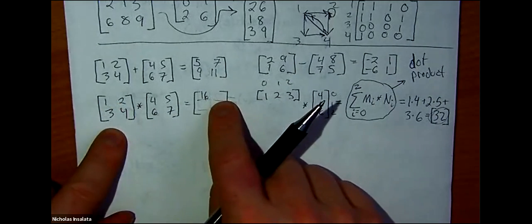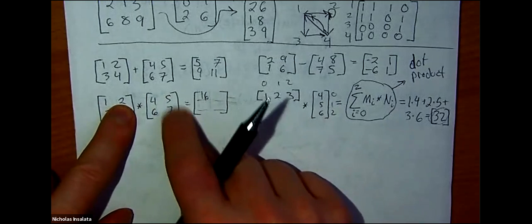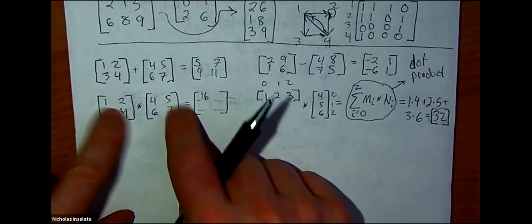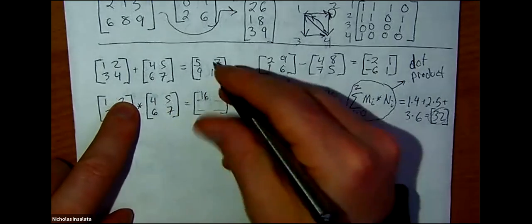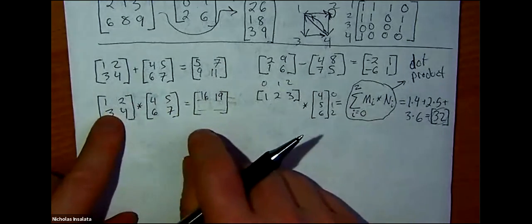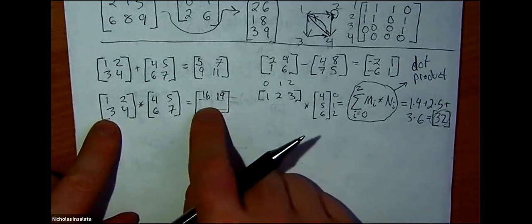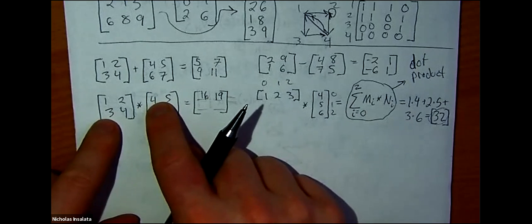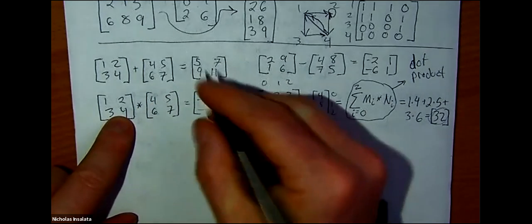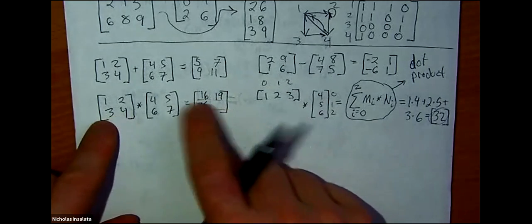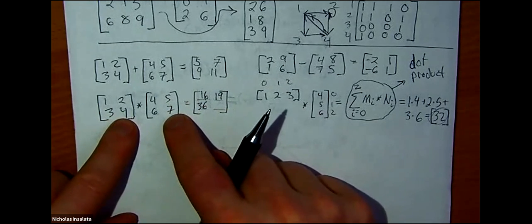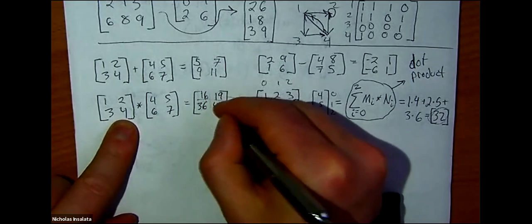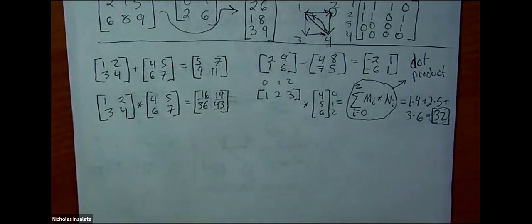Okay, for this one, I'm still in the first row, but now I'm in the second column. So you said 5 plus 14, you're exactly right. So that's going to be 19. Next, we're on the second row now, so we'll do the second row, first column. So 3 times 4 is 12. 4 times 6 is 24, so that makes 36. And finally, second row, second column, I have 15 plus 28, which is exactly what you said, Tamara. That's perfect, which is going to give me 43. And that is how you multiply matrices.